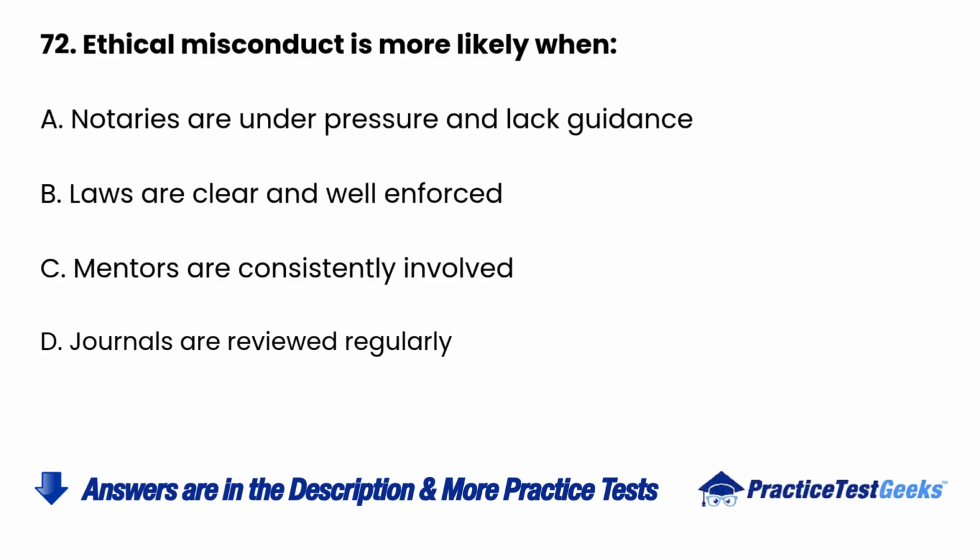72. Ethical misconduct is more likely when A. Notaries are under pressure and lack guidance. B. Laws are clear and well enforced. C. Mentors are consistently involved. D. Journals are reviewed regularly.